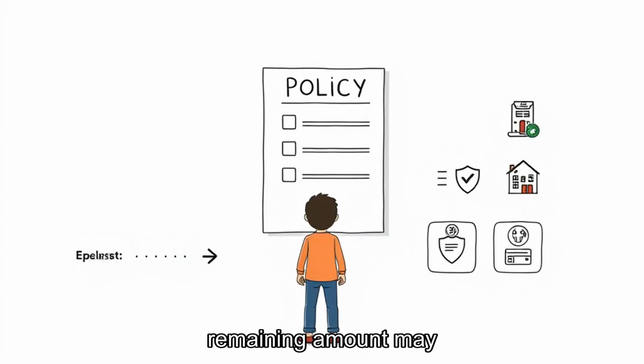Limits can appear in different places. There may be an overall policy limit, a per incident limit, a sub-limit for jewelry, electronics, temporary accommodation, or medical costs. A person may think, a policy is worth a large amount, but a specific category may have a much smaller cap. The small print can control the real payout.